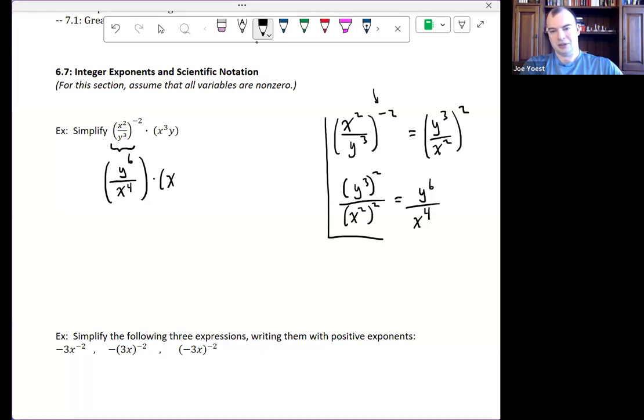And I'm multiplying that by x cubed times y. And there's a couple approaches I could take here. I could combine everything in one fraction and then simplify. But what I'm actually going to do is rewrite this y to the 6th over x to the 4th as y to the 6th power times x to the negative 4th power. That x to the 4th in the denominator can come up top as x to the negative 4th. Again, multiple ways to go about this, but I'm doing this for more illustration with the negative powers. And then times x cubed y, but that's really just times x cubed times y.